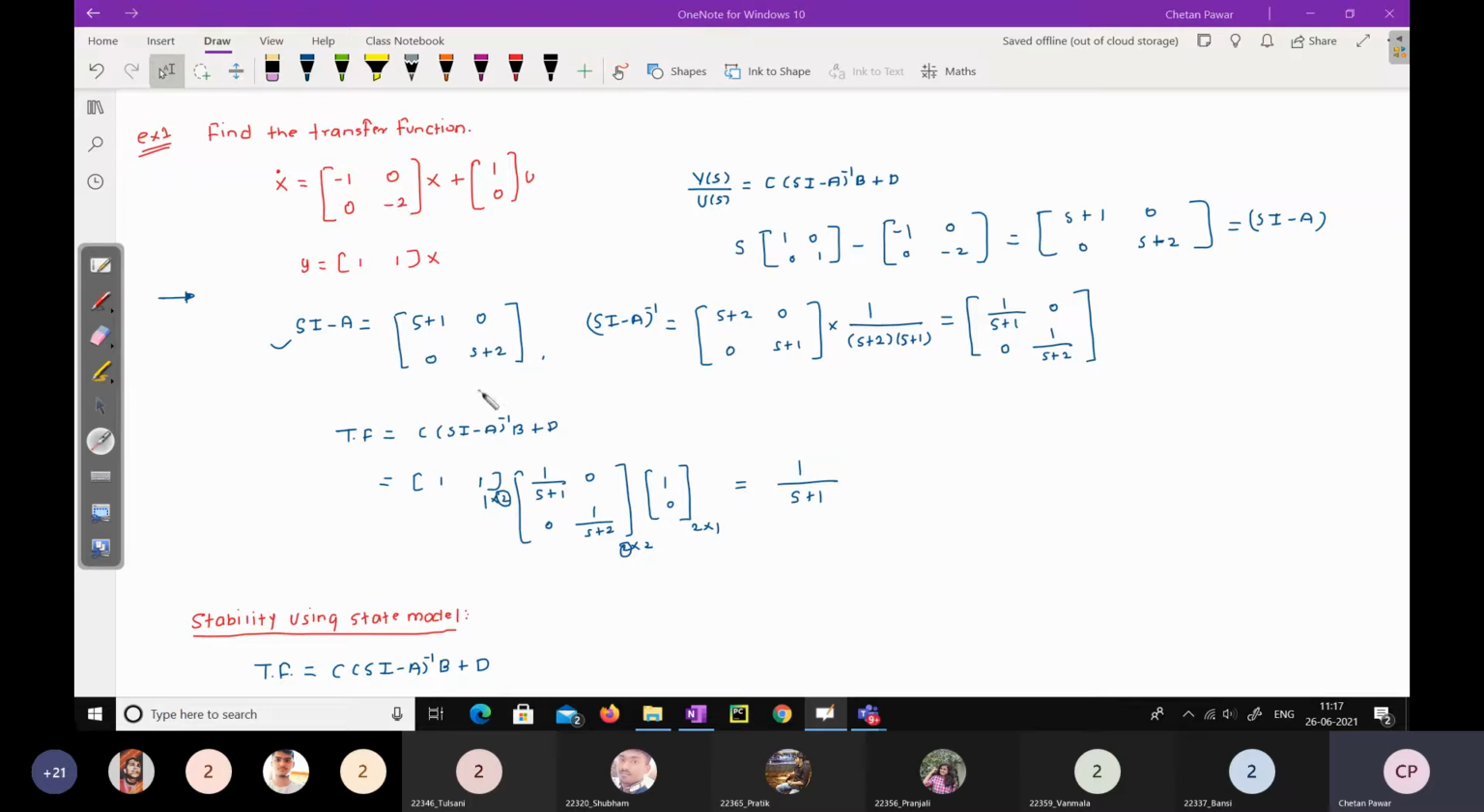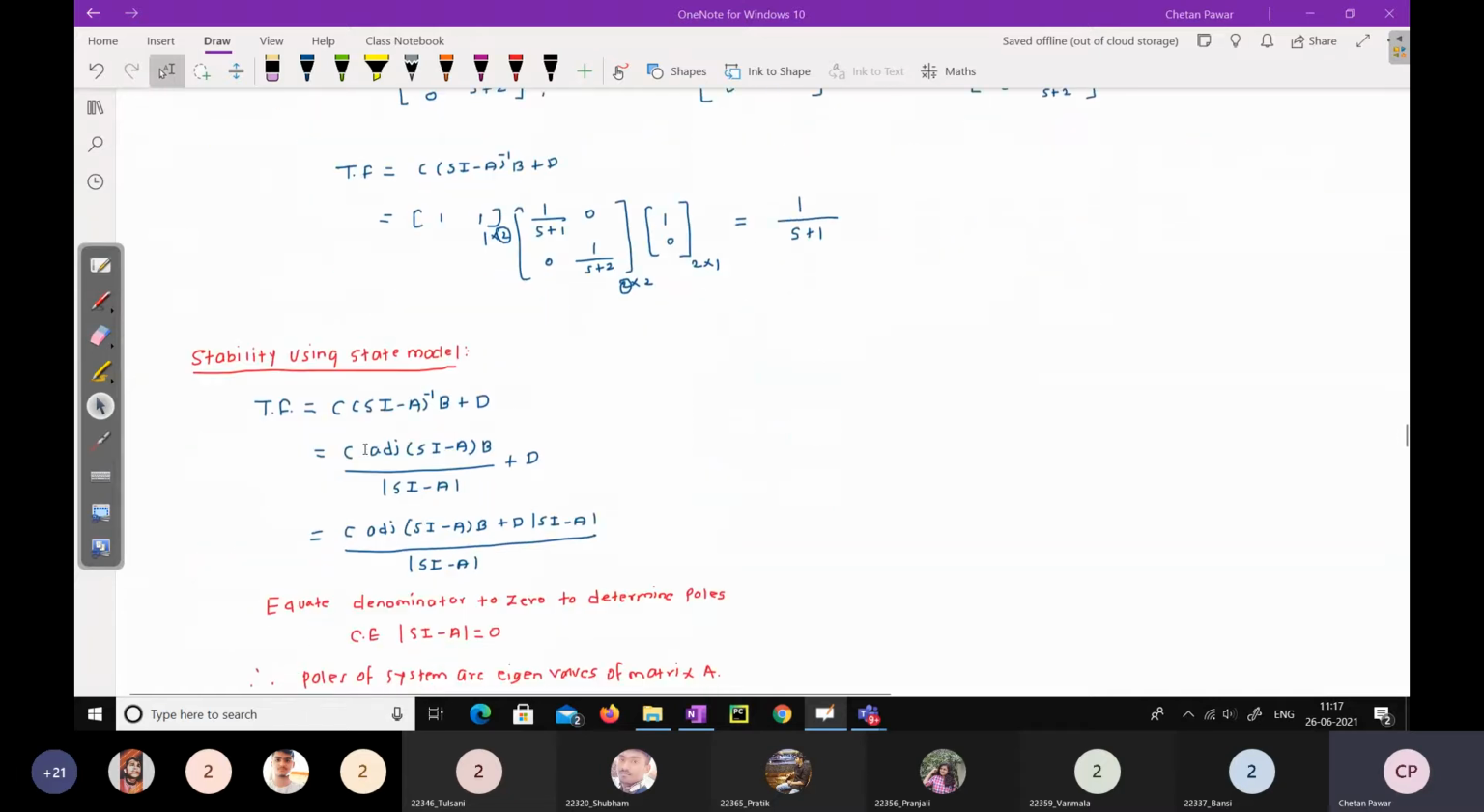So let us see how to find out the stability using a state model, and why it is needed to find it using only the A matrix. Why not with the B and why not with the D? Let us see this transfer function formula. We just have derived it: C into (sI minus A) inverse into B plus D.